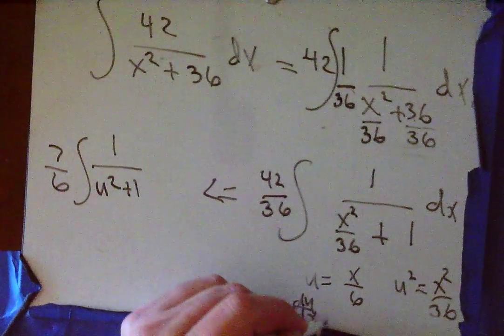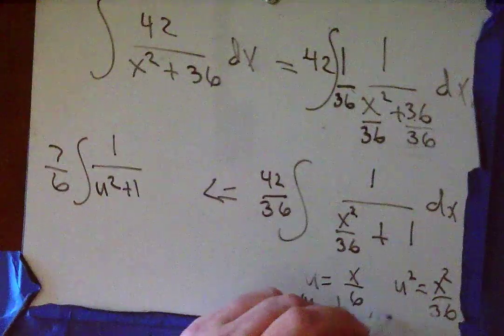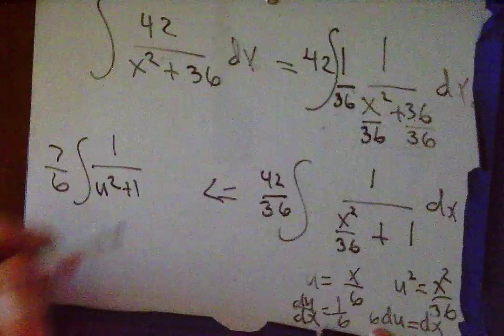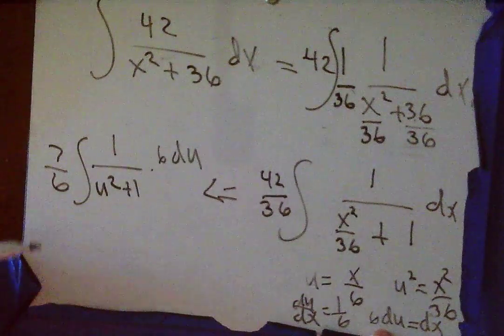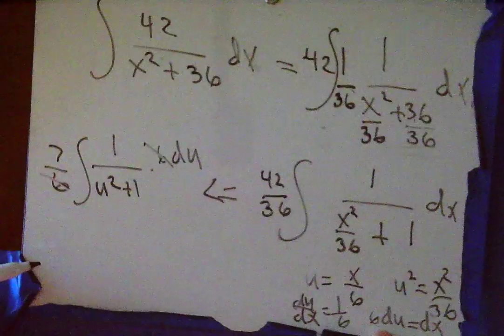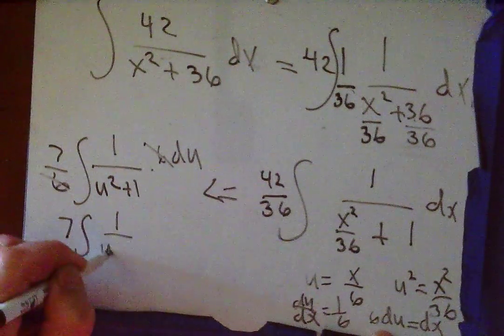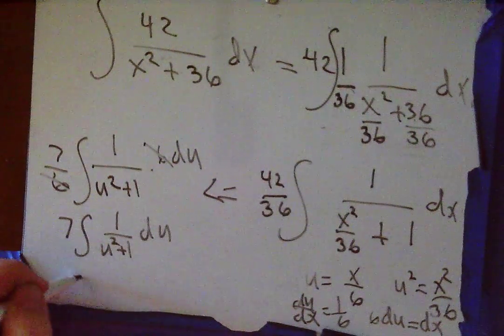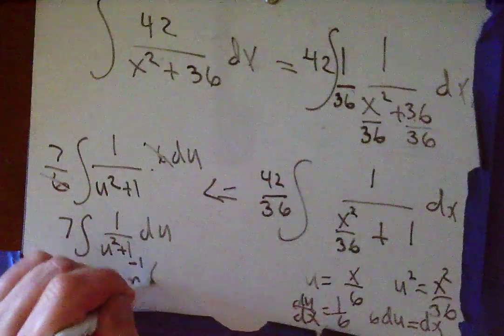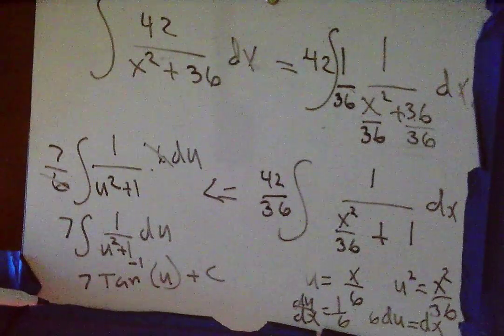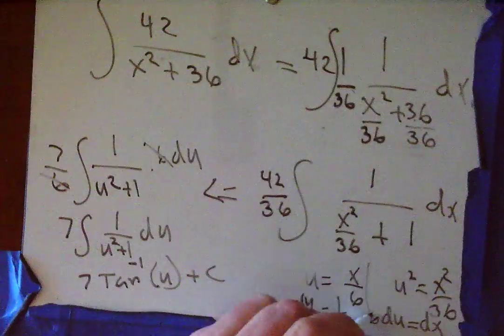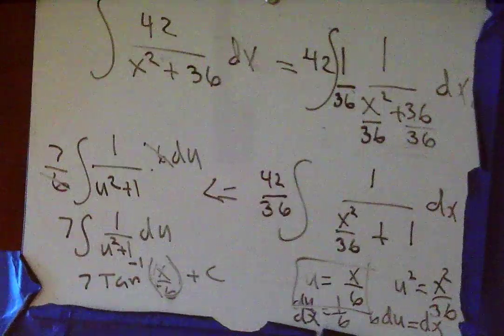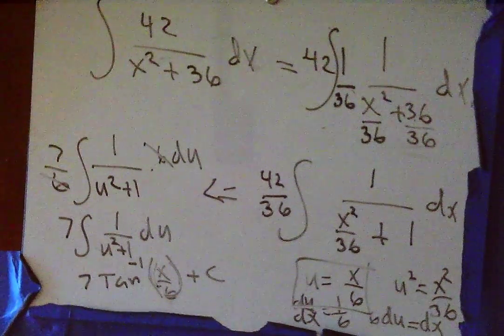So du dx is 1/6, or 6 du is dx. So I can replace the dx with 6 du. Oh, and in fact, those constants can cancel. So 7 integral 1 over u squared plus 1 du. Now I have the inverse tangent. So 7 tangent inverse u plus c. And what was our u again? The improbable x over 6. There we go. That is our antiderivative.